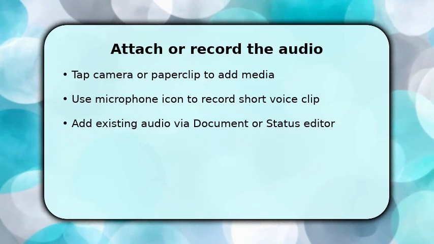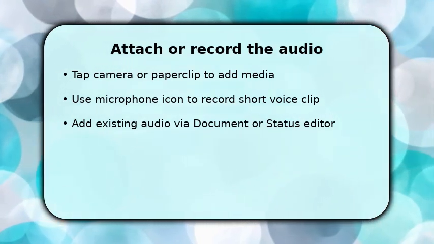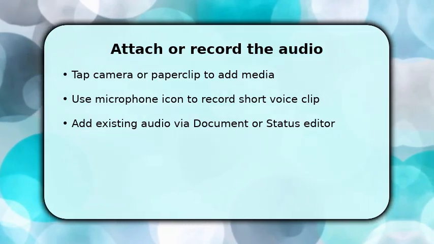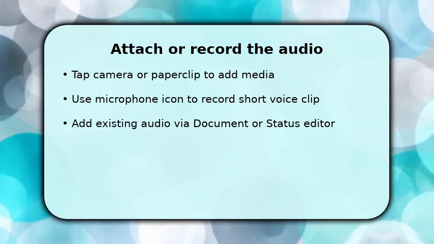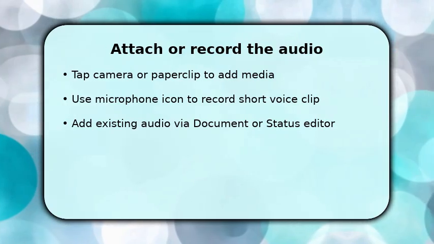Now you attach or create the audio. Tap the camera for video status or the paperclip/document icon to pick an audio file. WhatsApp treats audio as a document for status. If recording live, press and hold the microphone icon, speak clearly and release to save.